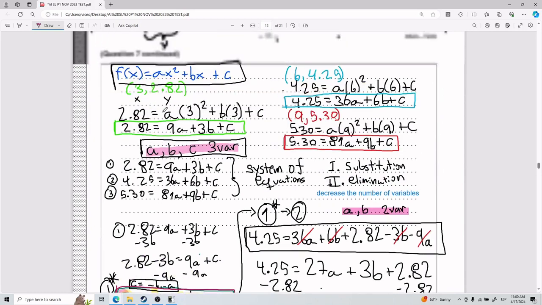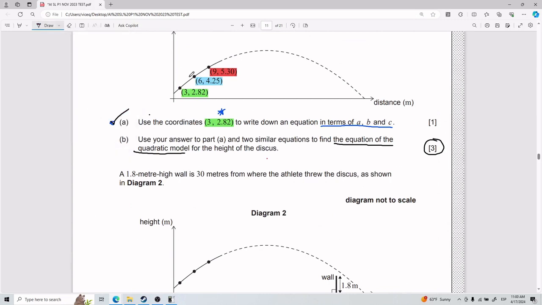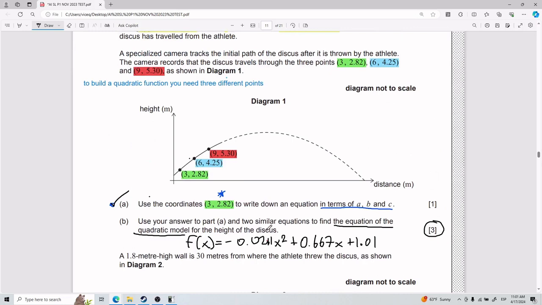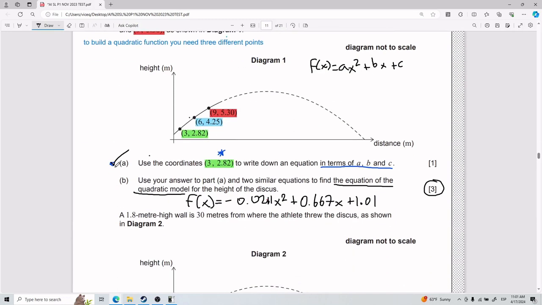Now we can plug it into this guy here. And that means that the whole thing for part B just ends up being f of x equals your A, which we said was negative 0.0211 x squared plus 0.667x plus 1.01. If you're asking what did I plug into, we plugged into the quadratic function, which is this guy here, okay? And again, we know that it's this because of this here and because of the buzzword quadratic function, okay? So that is for part B.